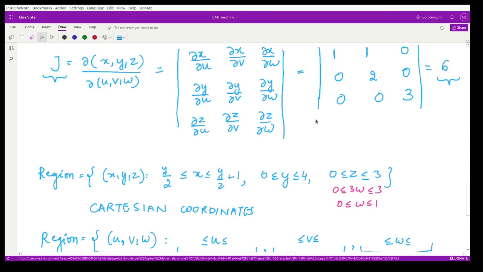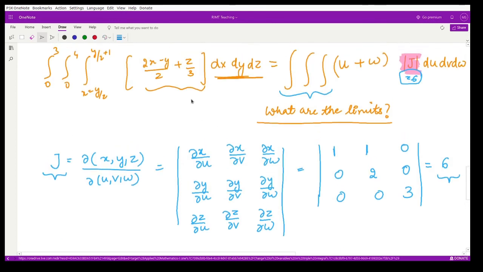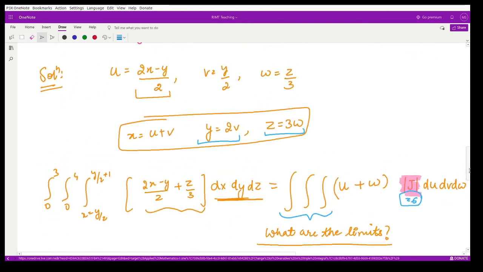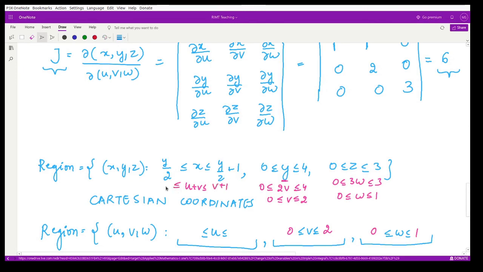Next we'll determine the limits for v from the corresponding limits of y. The value of y that we obtained is 2v, so you can write 2v instead of y here. So the limits of v become 0 to 2. Similarly, for the limits of x, the expression for x is u plus v, so instead of x you could write u plus v. And y by 2 is given to be v. So from here, you can write y by 2 as v, and y by 2 plus 1 as v plus 1. So the v's cancel out, and we have the limits for u lying between 0 and 1.